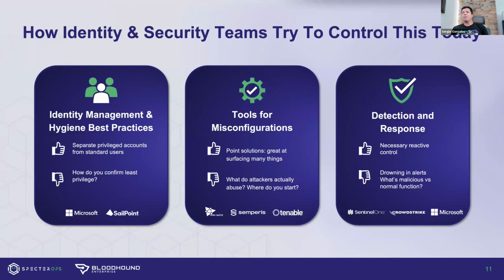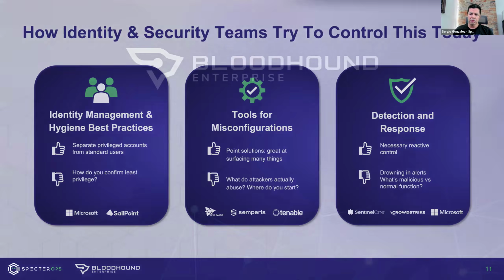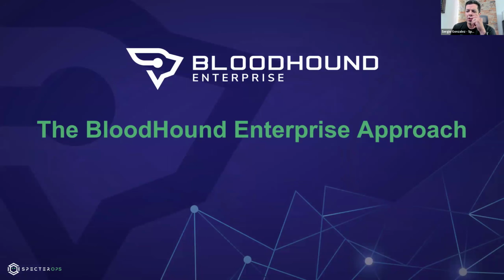So, every one of these tools has a purpose. It really is something good that we should implement. But at the end of the day, we're treating a lot of the symptoms. So we want to look at a new approach to reducing overall identity risk in your environment. Really, you need the right tool. And BloodHound Enterprise is the first of its kind identity attack path management platform.